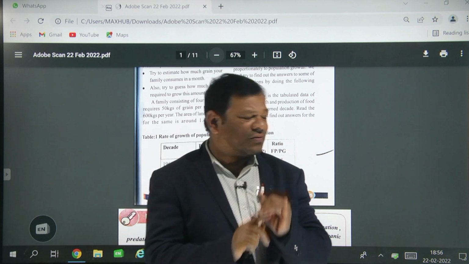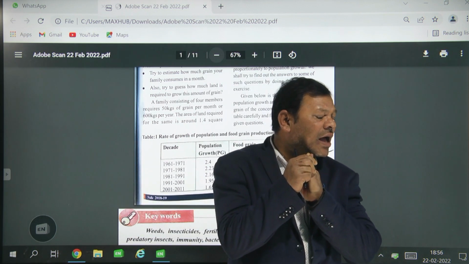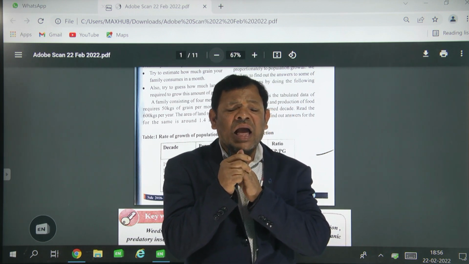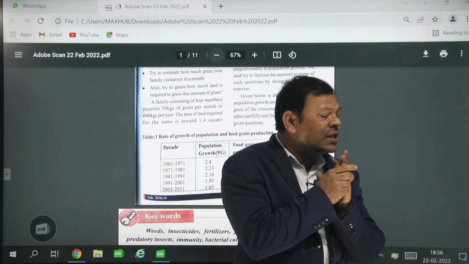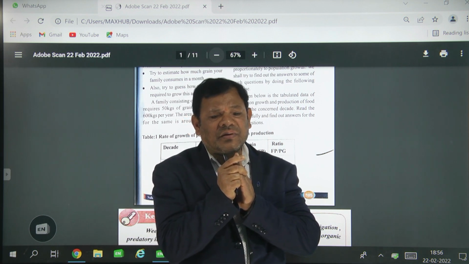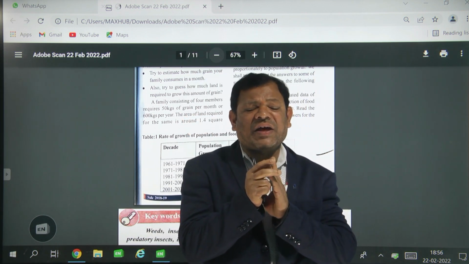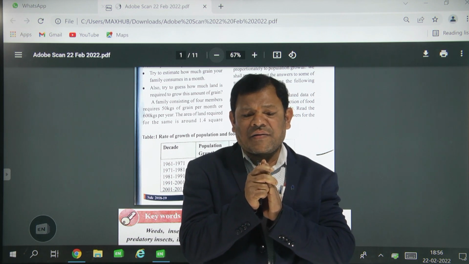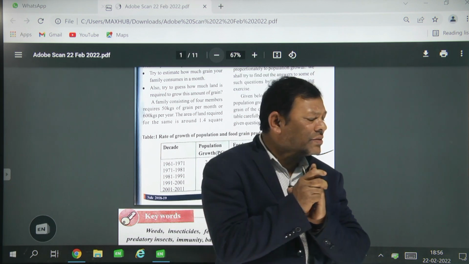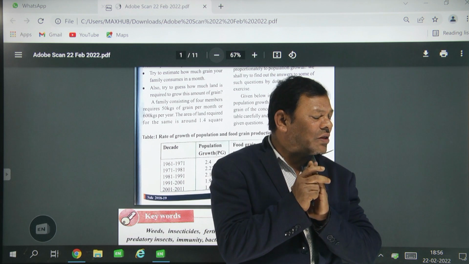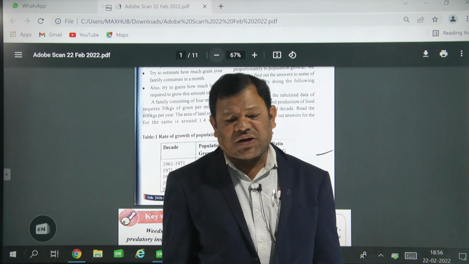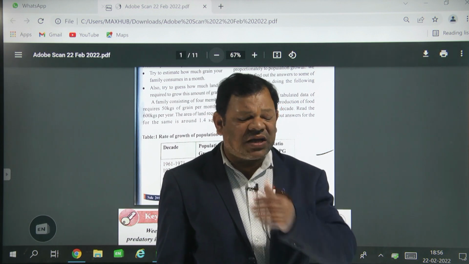The first one, what? Increasing the area of the cultivated land. Second one is increasing the production of the existing land. Third one is developing high yielding varieties. Fourth one is the crop rotation method. Fifth one is cultivating mixed crops. Sixth one is cultivating short-term crops. So these are the methods we can use to increase crop yield.